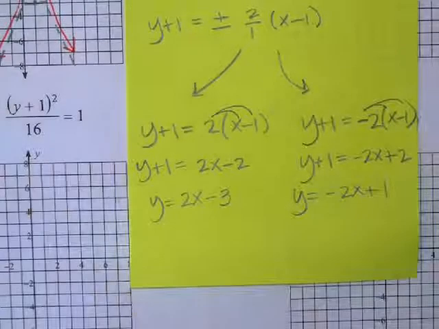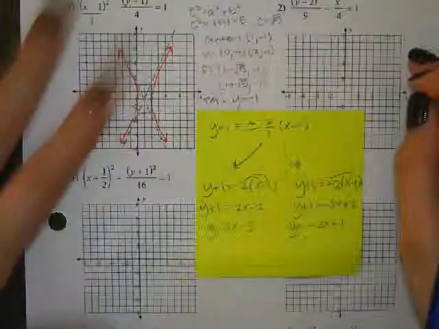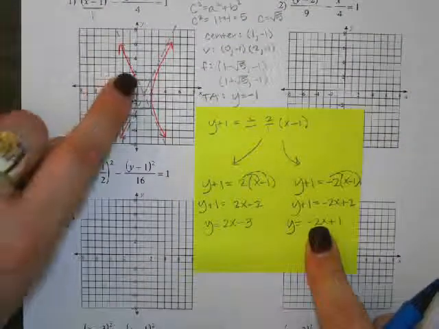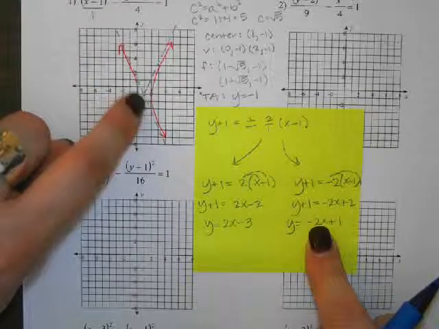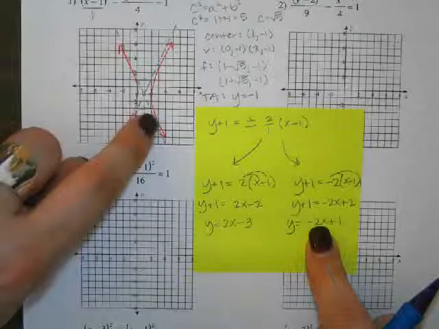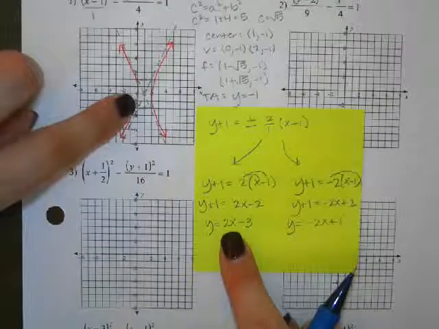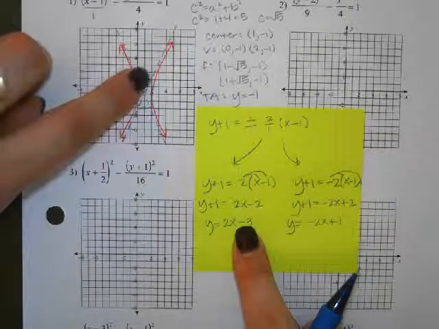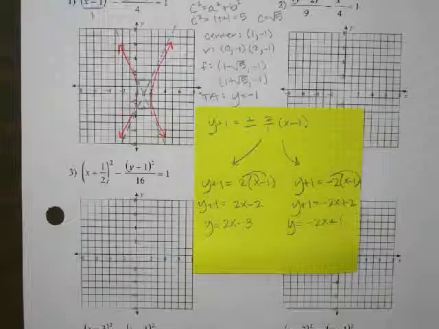And when you're done with the asymptote, you should always be able to go back and see that it makes sense with the dotted lines you drew. So negative 2x plus 1, here's our y-intercept of 1, and then it goes down 2, right 1, down 2, right 1, down 2, right 1. And then the other one crosses at y-intercept of negative 3, up 2 over 1, up 2 over 1, up 2 over 1. And so our answers for the asymptotes make sense with our picture.